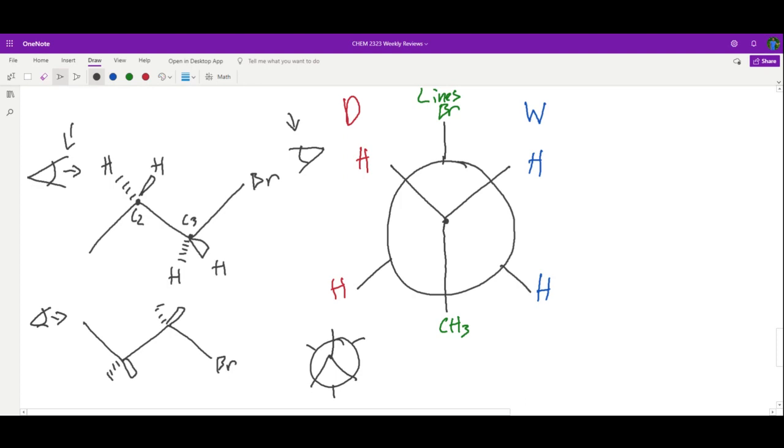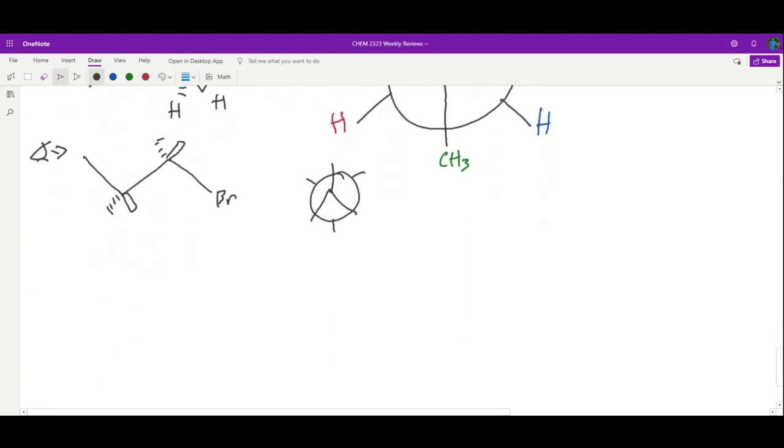If not, you can use it spatially with your model kit. And then of course wedges will go on the opposite side. It is a little bit confusing with dashes and wedges and left and right, so if I fumble my words, sorry about that. But this should be the Newman projection for this example.